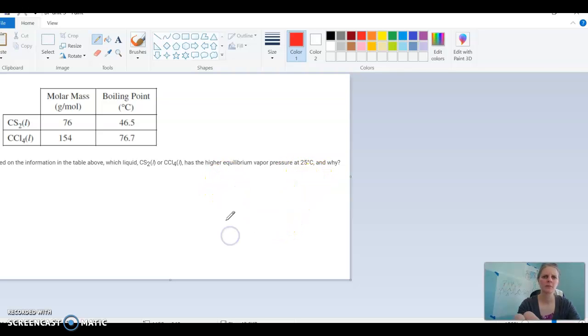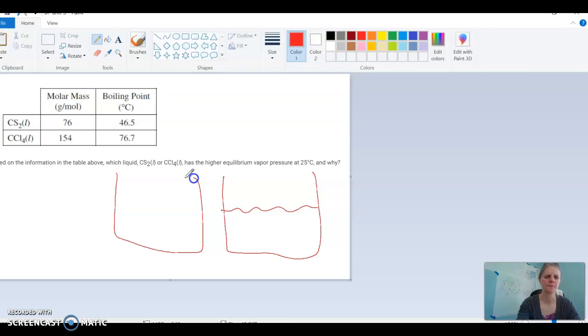So thinking about vapor pressure, let's say I've got a container of both of the liquids. And they both have a top over them. If they both have a top over them, they're going to create a vapor up here, and that's the vapor pressure that they're talking about. So taking a look at CS2, those ones have a boiling point that's 46.5. That's lower than the 76.7.